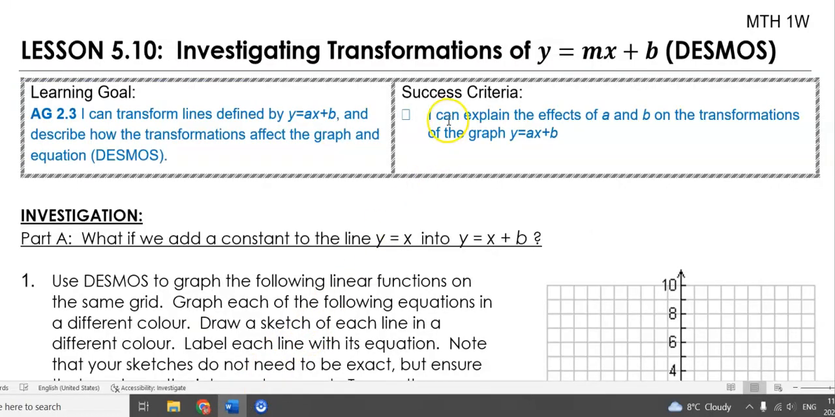What we're going to be investigating is the transformations of y equals mx plus b. In other words, what is the role of m, your slope, on the y equals x line? And also, what is the role of the y-intercept, your initial value, the b? Okay, so we're going to do this in 4 parts.